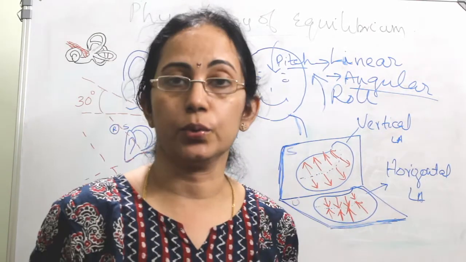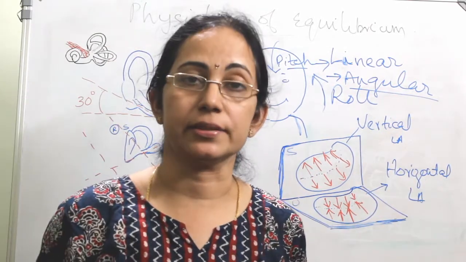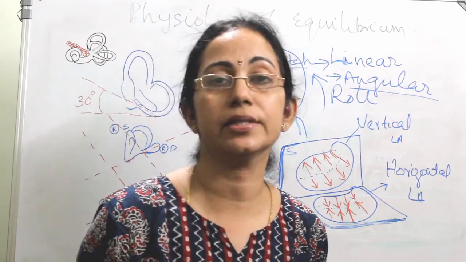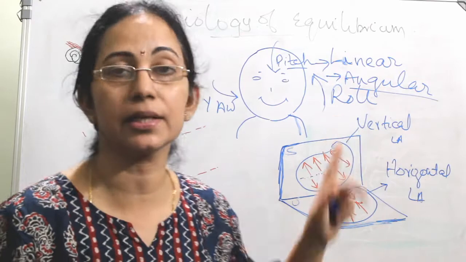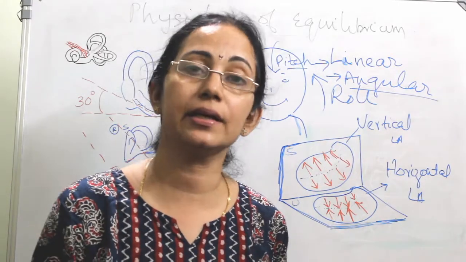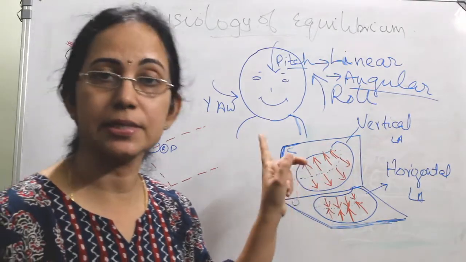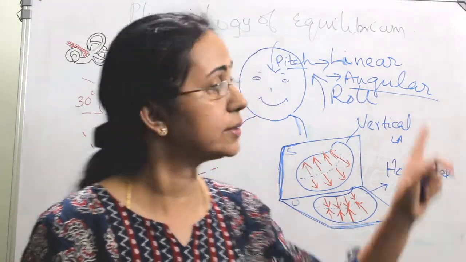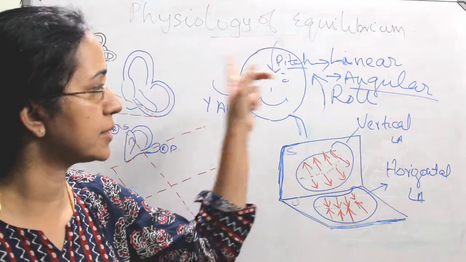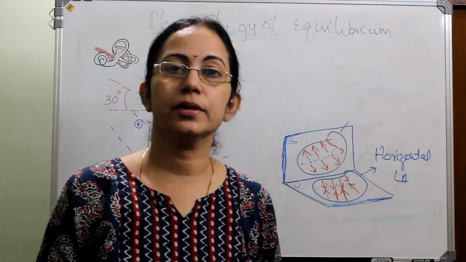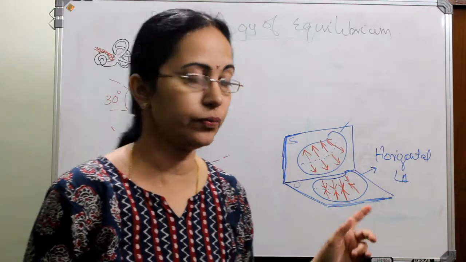That is from head to toe. Like we are going in an elevator. We are sitting, moving in a lift. That's an elevator we are moving. That is an example of a vertical linear acceleration. And that is best sensed by the saccular macula. And these angular accelerations are best sensed by the semicircular canals.